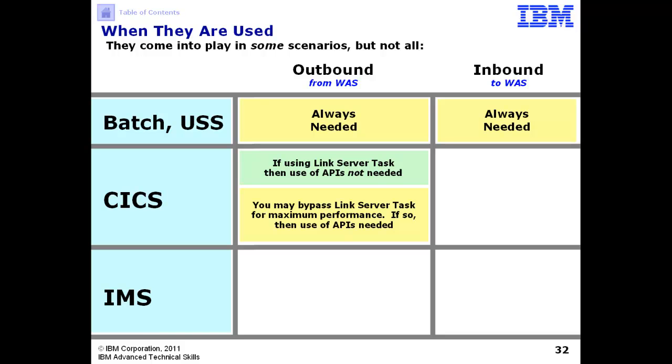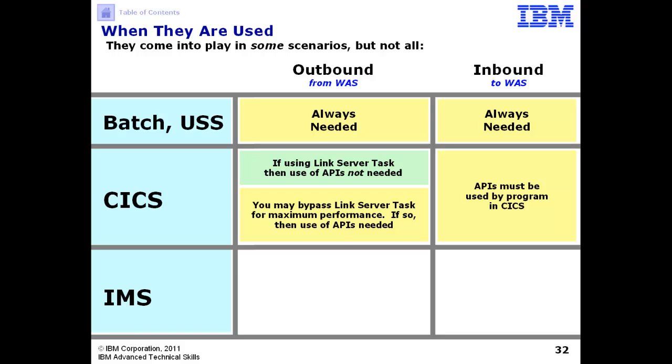As noted earlier, you may bypass the link server task to achieve even greater performance and throughput. Doing so then requires at least one CICS program to make use of the APIs. When calling inbound from CICS to WAS, at least one CICS program must use the APIs. Recall our discussion in the CICS section on how use of the WOLA APIs may be reduced to a single CICS WOLA service program. Other programs then use the CICS direct program link function without requiring knowledge of the WOLA APIs.